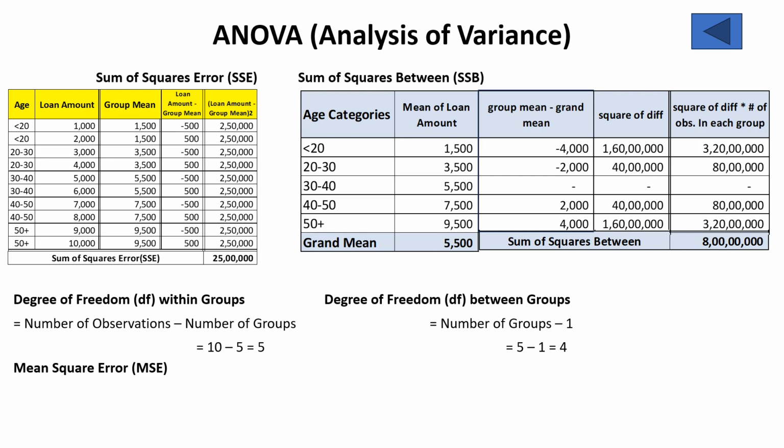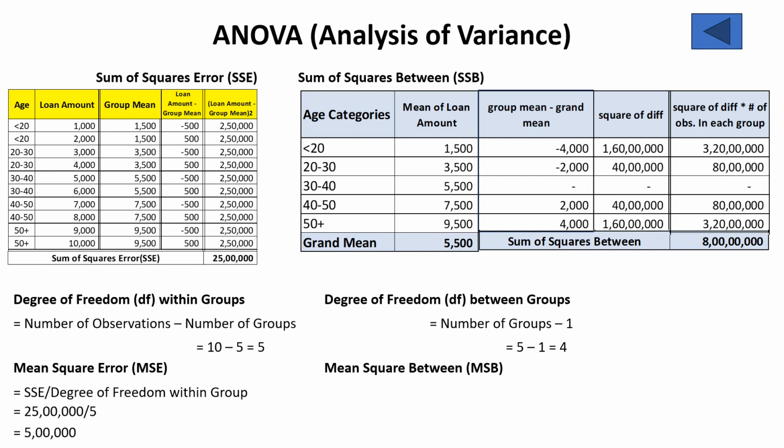Next step, we are going to find the mean square error for this part, within group. And we will also find the mean of squares between groups, right? So let's focus on the first one first. So here we simply need to do SSE, which is sum of squares error, divided by degree of freedom within group, and that we get 25 lakh divided by 5, which is 5 lakh.